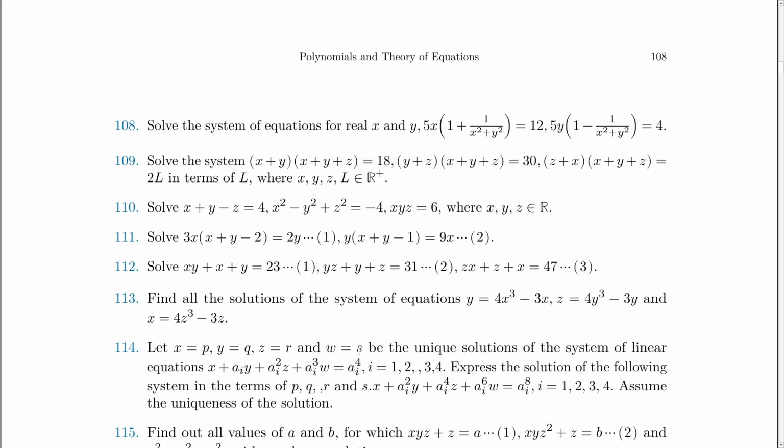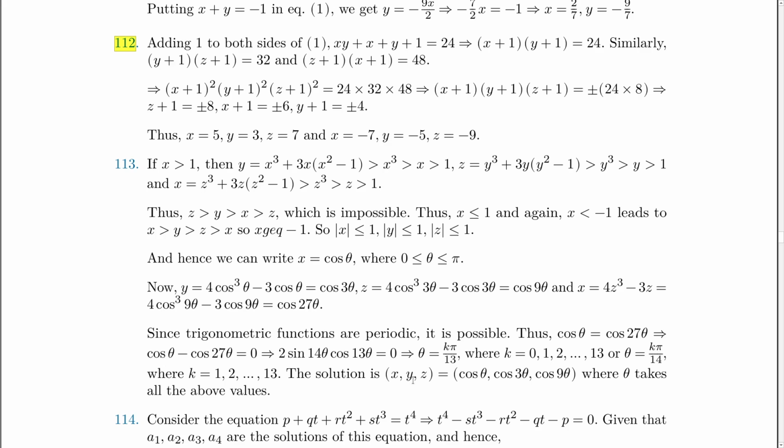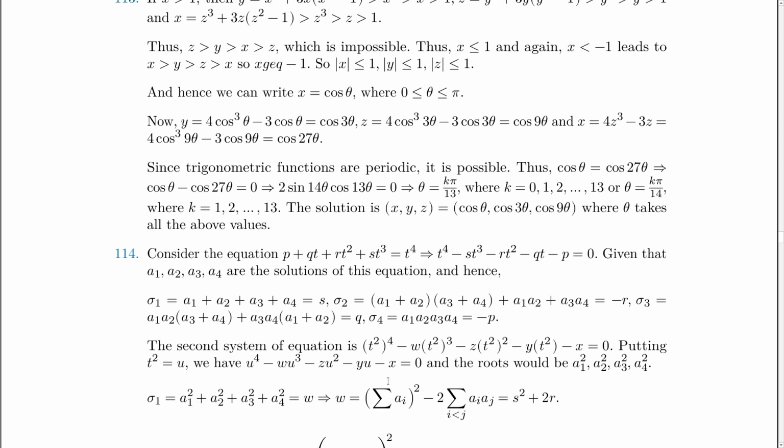Now, once we have this solution, we have to express the solution of the following system of equations in terms of P, Q, R, and S. Okay, there is a full stop here, there should be a space. So the new system is x plus ai square y plus ai to the power 4 z plus ai to the power 6 w is equal to ai to the power 8, where i is again 1, 2, 3, 4. Assume the uniqueness of the solution. So, okay.